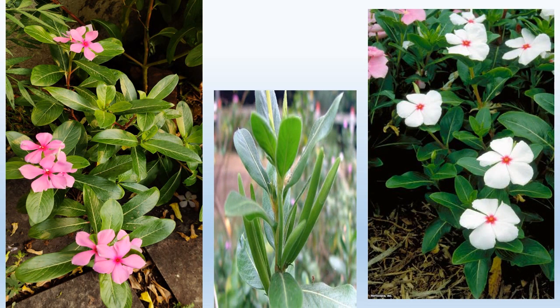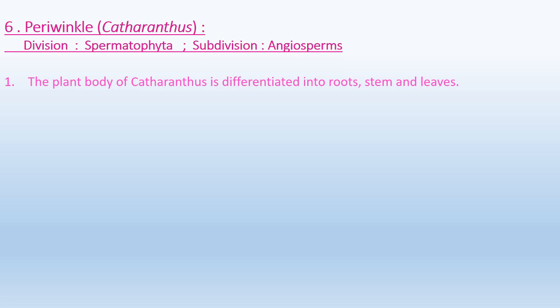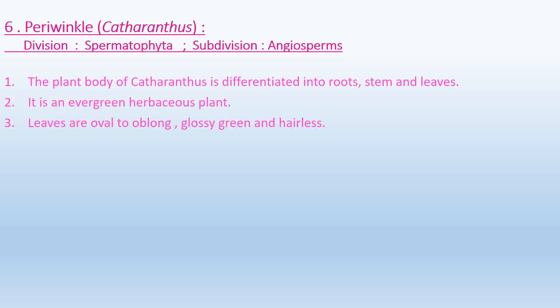The most familiar plant is periwinkle, that is Catharanthus. Catharanthus belongs to division Spermatophyta and the subdivision Angiosperms. Characteristics are: the plant body of Catharanthus is differentiated into roots, stem and leaves. It is an evergreen herbaceous plant.